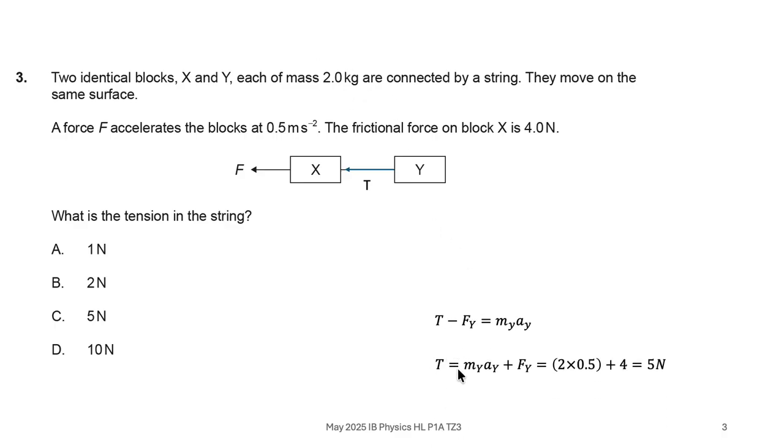We can say the tension is equal to the mass times the acceleration plus that friction. We know that we've got 2 times 0.5, 2 being the mass, 0.5 the acceleration, and then we've got 4, which is our friction, which adds together to make 5 newtons, which is why that's the answer.